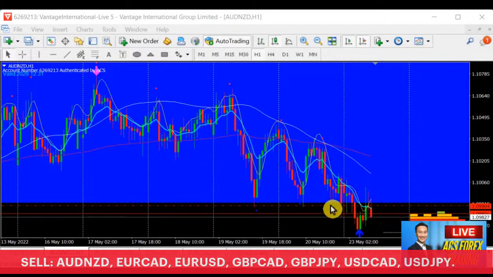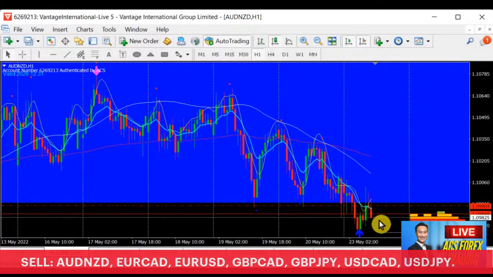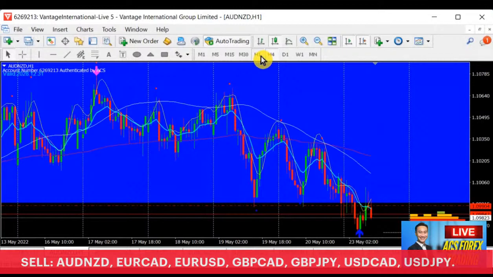Aussie Kiwi, I hope some of you have already grabbed some profits here. It has already tested the previous support which became the resistance, and now it's coming down at about 9 pips.